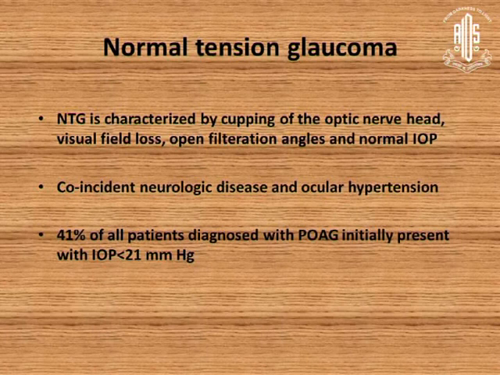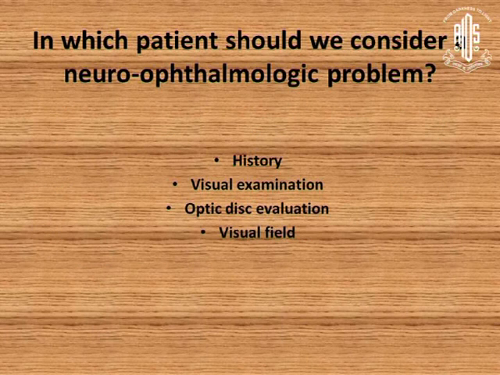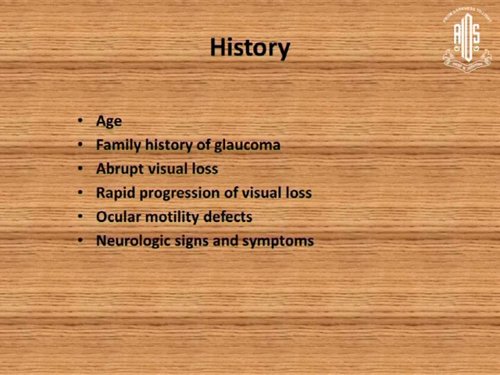Coincidental neurologic disease and ocular hypertension can be present, and many patients who present with POAG initially present with pressures lesser than 21. So we are talking about glaucoma patients, so in which patient with glaucoma should you consider an alternative diagnosis? So let's look at the history, the visual exam, the optic disc evaluation, the visual fields, and see if we can decide.